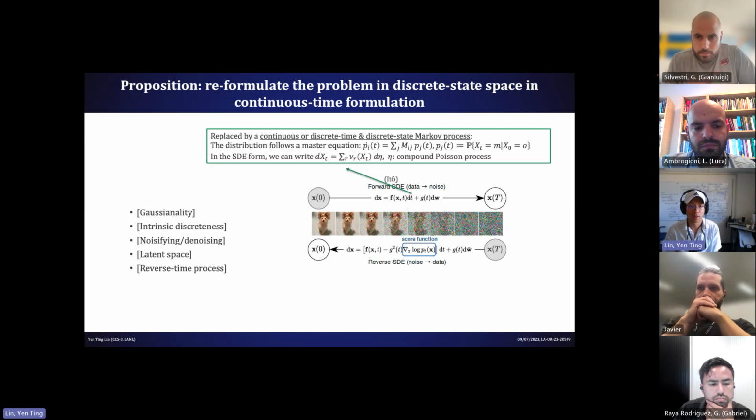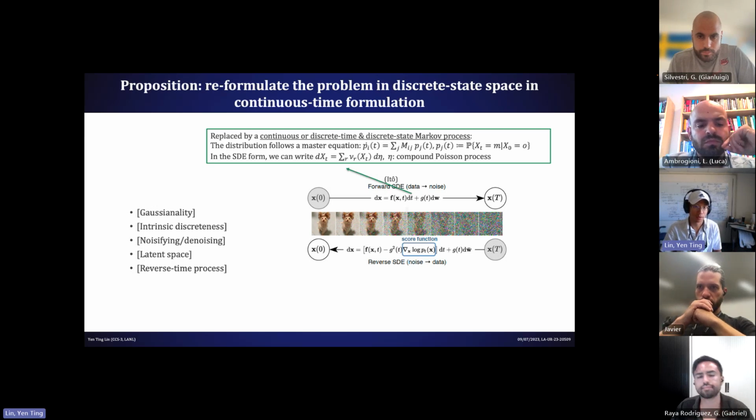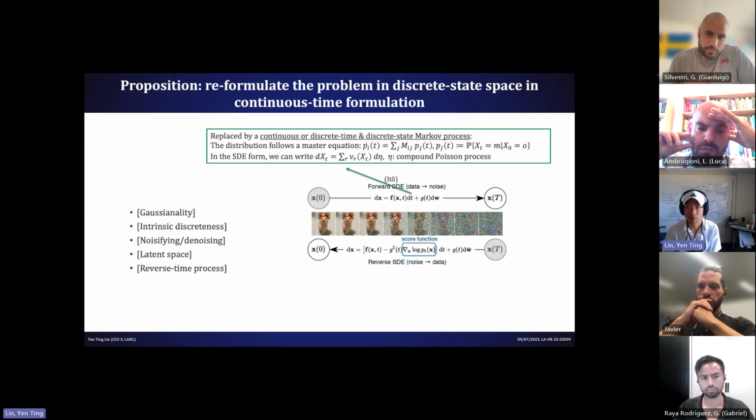state Markov processes. Now, for any stochastic process, there are two formulations that we can use, right? One is to describe the evolution of a distribution. And the evolution of a distribution here follows a master equation. That's usually how we learn. For the rest of the talk, I'm going to focus on the continuous time formulation. There is a corresponding discrete time formulation that's sort of easier. The details are in the paper, so I'll just skip that.